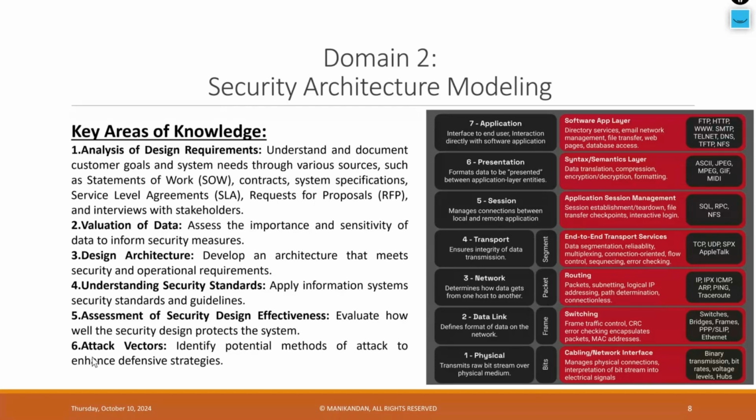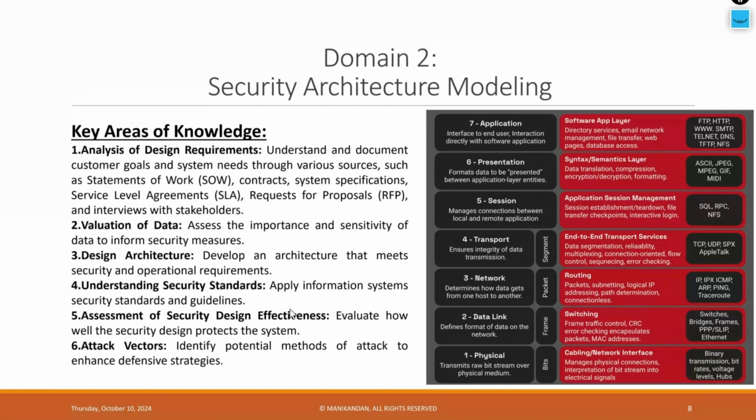Now if I have to translate this into the OSI layers, we have application, presentation, session, transport, network, data link, and physical. The application layer directly talks with the software application layer, where we identify directory services, email, network management, file transfer, web pages, database access. The presentation layer deals with the formats to be presented between the application layer attributes: data translation, compression, encryption, decryption, formatting.